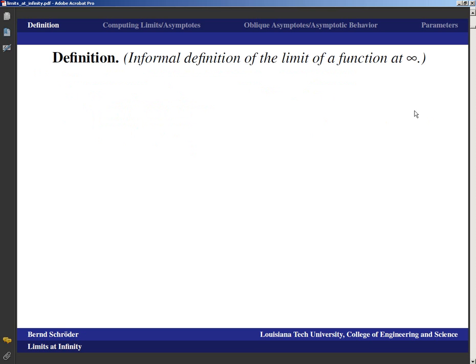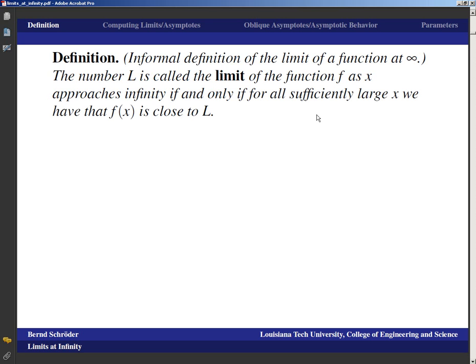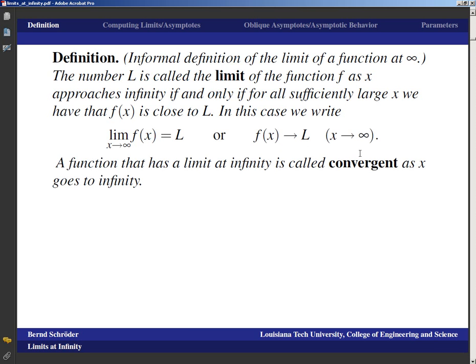And so, what are they? The informal definition of the limit of a function at infinity is the following. The number L is the limit of the function f as x approaches infinity if and only if for all sufficiently large x, we have that f of x is close to L. So again, outputs have to be close to a number when something happens with the input, the same pattern as for the other kinds of limits. In this case, we'll write that the limit as x goes to infinity of f of x is equal to L, or f of x approaches L as x goes to infinity.